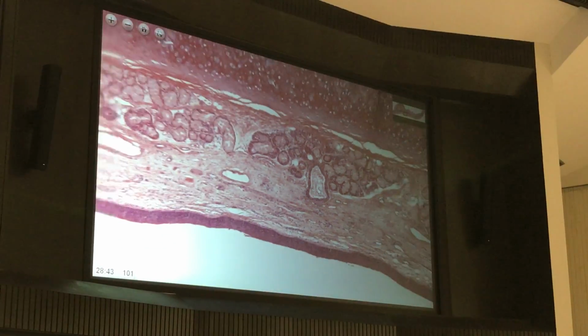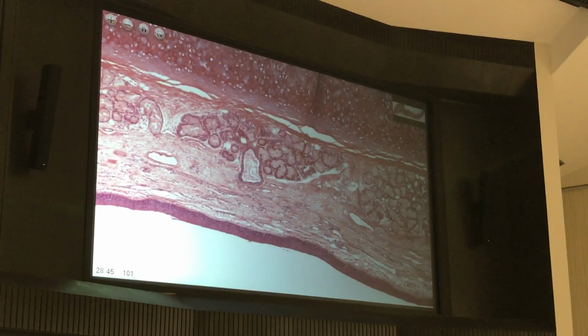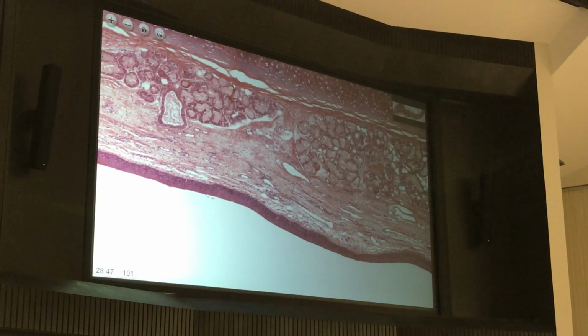We're just going to have to look around and find. This is going to be a blood vessel. These would be blood vessels.